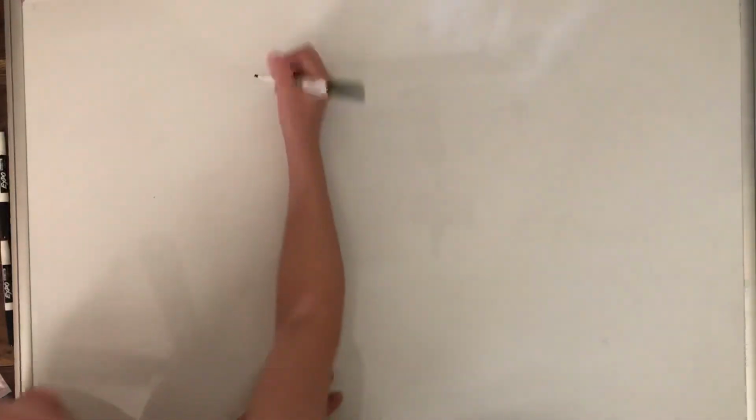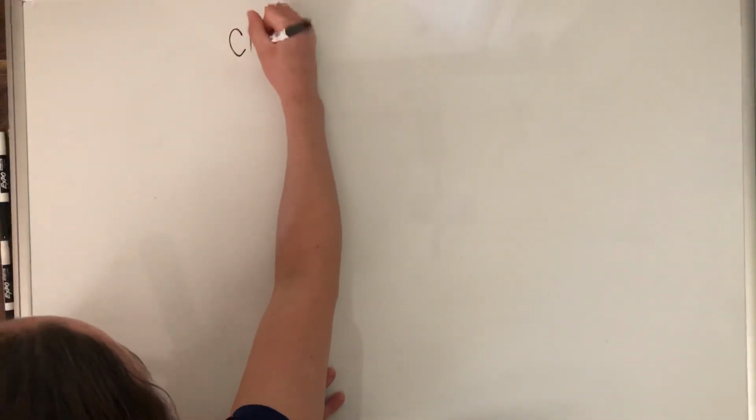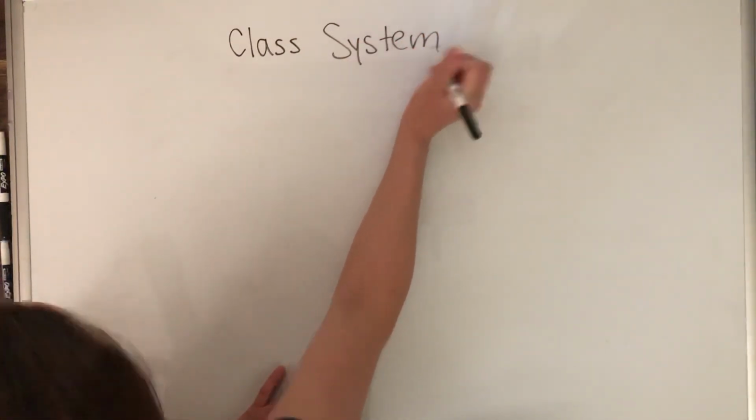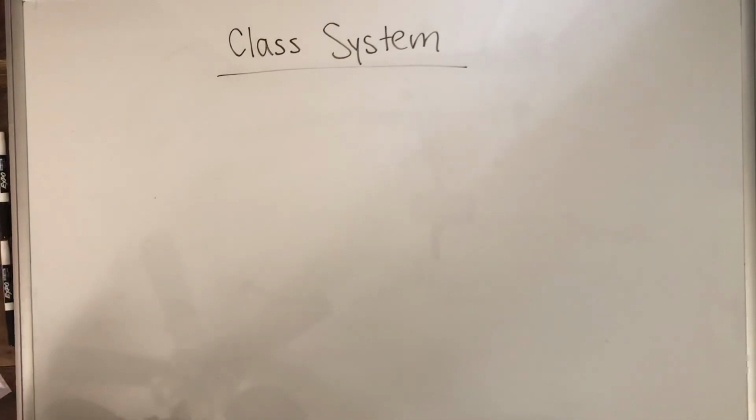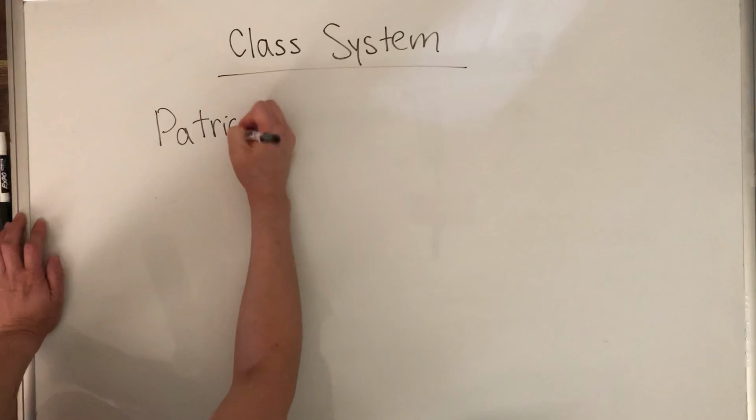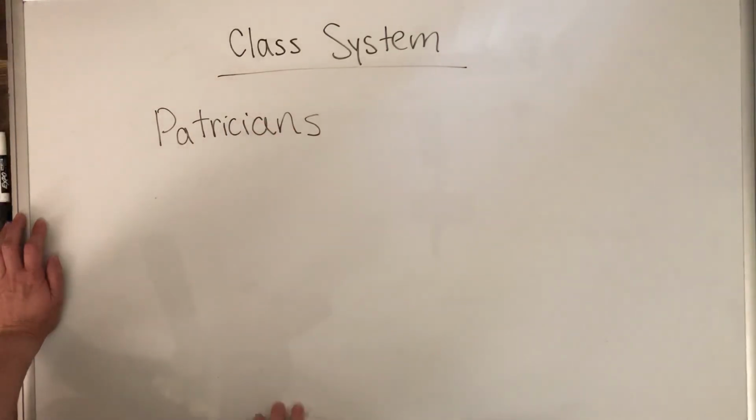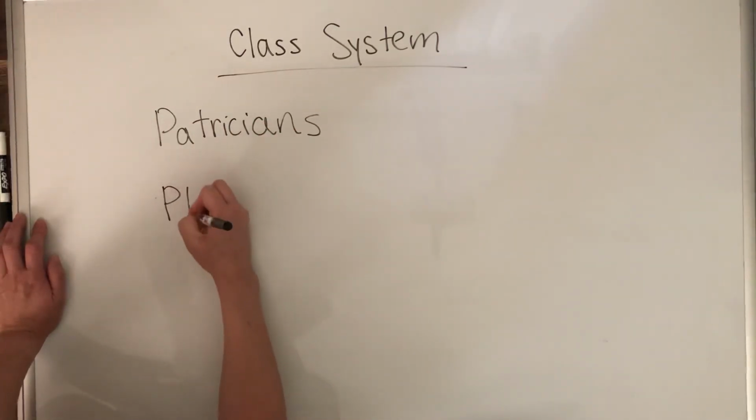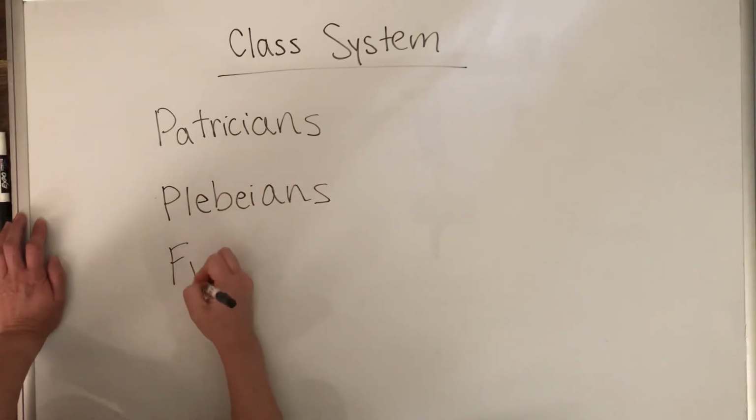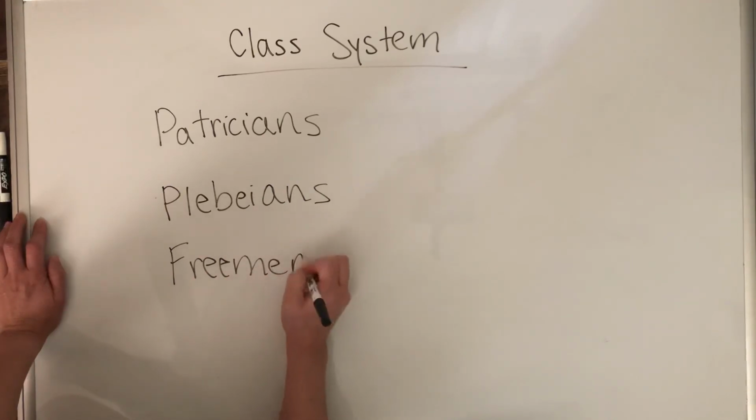Part 2. This part's a review. So yesterday you had a video, it went over the class system. So we're going to do a little mini review for the class system because it's going to be important for the Republic. Class system. Okay, at the top of the pyramid we have the patricians. And then we have the plebeians, the freemen, and the slaves.